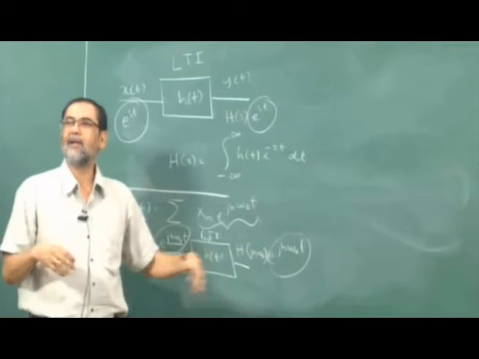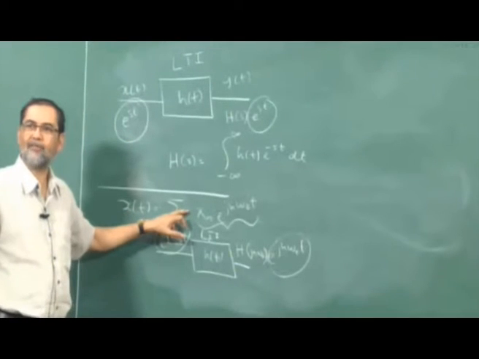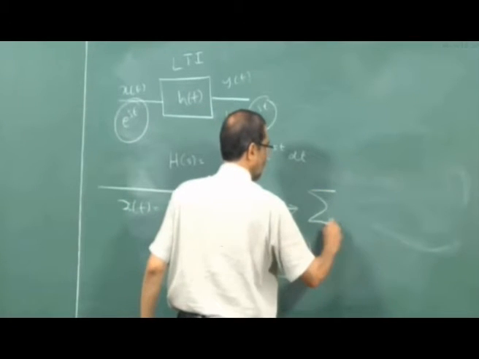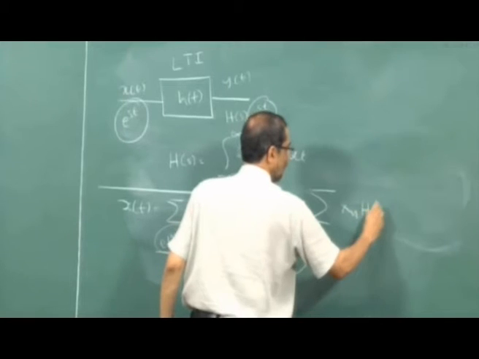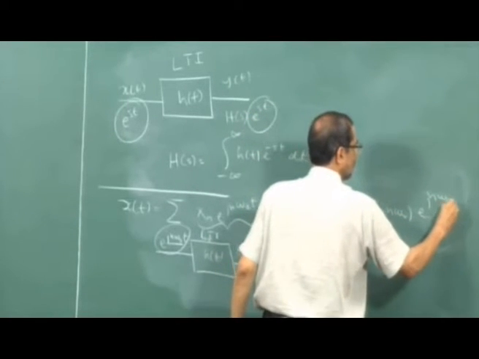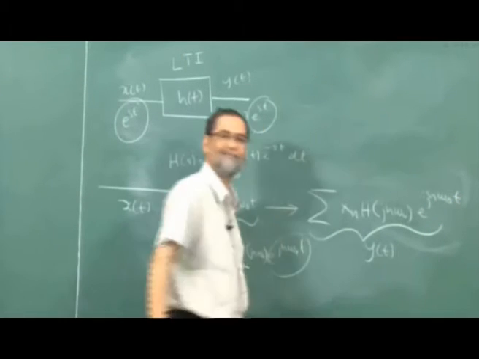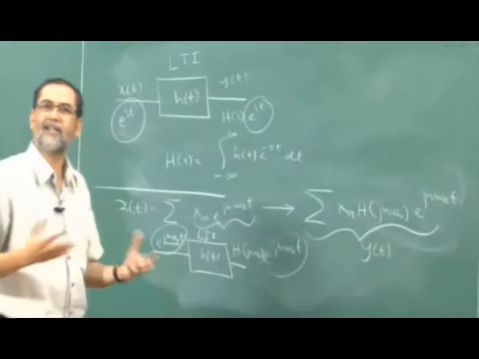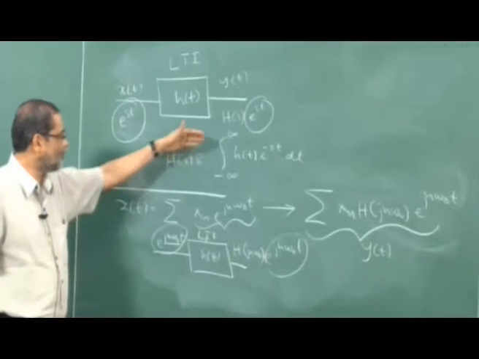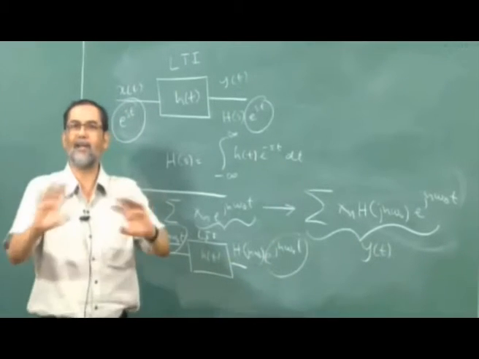Because the system is linear, I can now apply a combination of these complex exponentials. Output will be x_n H of j n omega naught e raised to j n omega naught t. This is the output. Extremely simple. So for an LTI system, if you feed a periodic signal in the Fourier series form, I know the output already. I don't need to calculate.